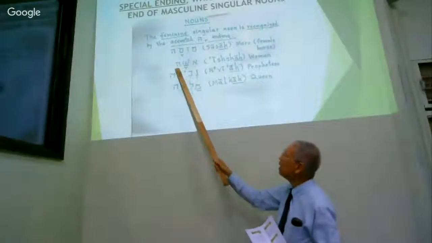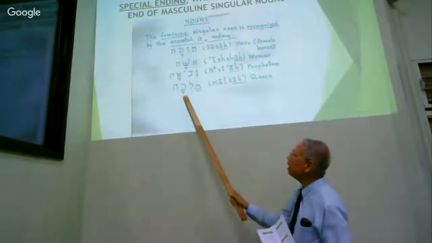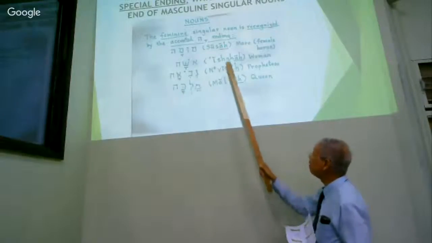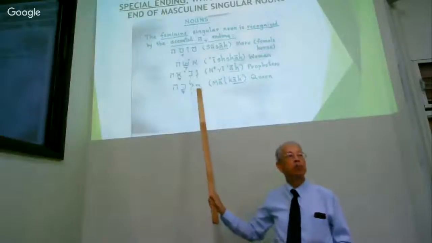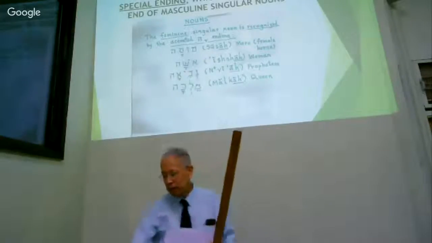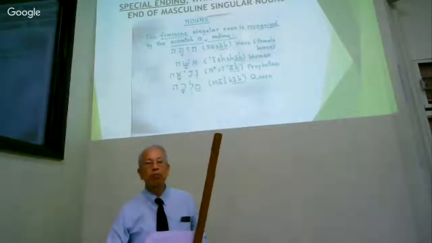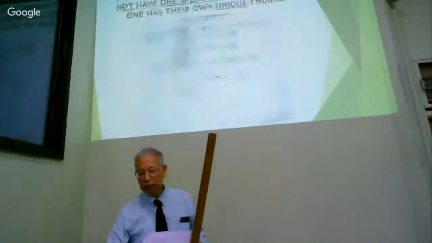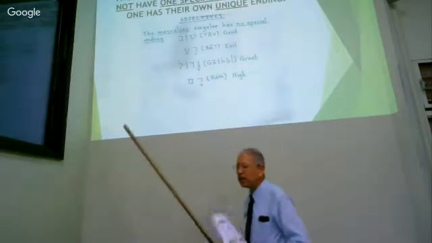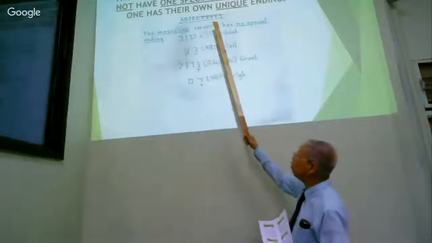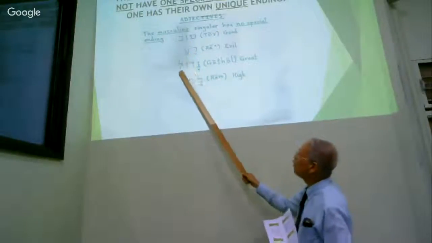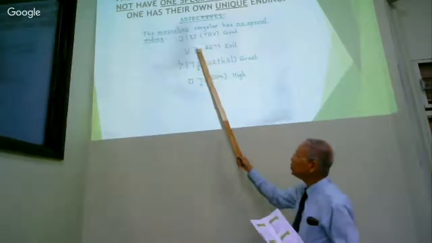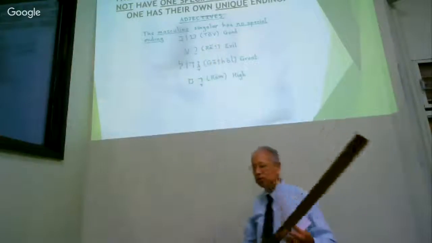Hamis A, Hamis A. Be able to give some examples, at least two examples. The masculine singular adjective does not have one special ending, but each one has their own ending. Be able to give at least two examples.